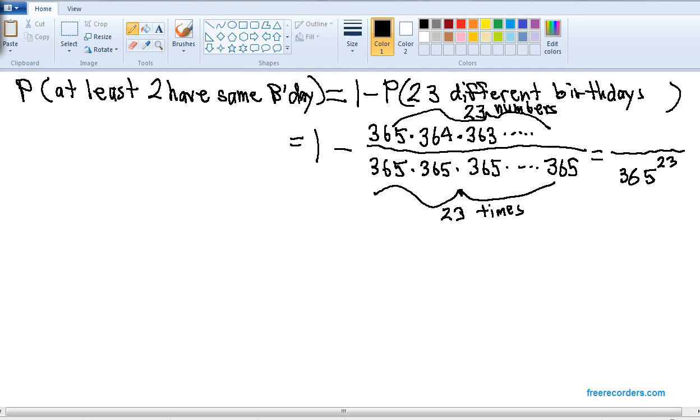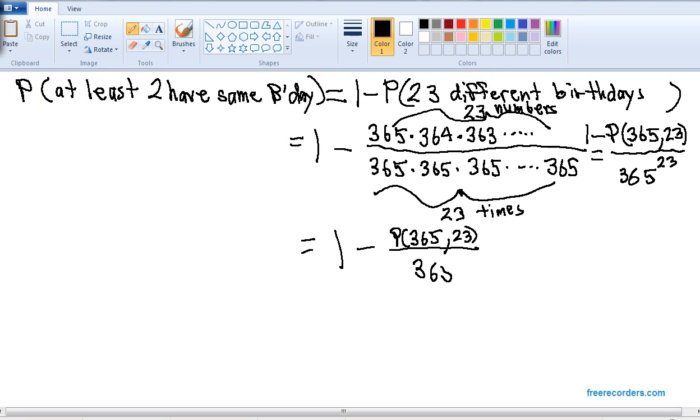Well, the mathematical symbol for 365 times 364 times 363, and so on, 23 times, is the permutation of 365 taken 23 at a time. And here I have forgotten to write the 1 minus, so really what we've got here as our answer is 1 minus the fraction whose numerator is 365 taken 23 at a time, and whose denominator is 365 to the 23rd power.